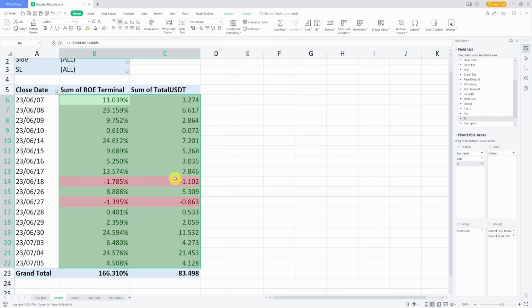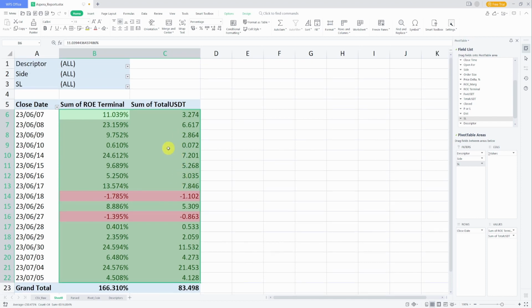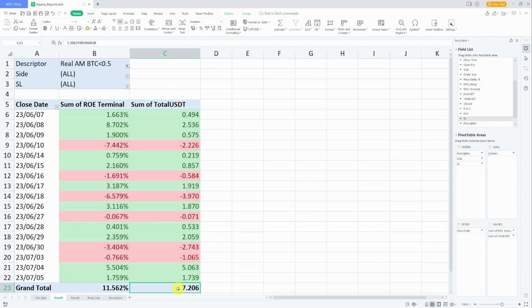It looks so amazing, all profitable, but that's because emulation is included in here as well. If we are to filter only for the real ones, that's a whole different picture. Here you see this familiar number, 7.206, and that's basically the pivot table. Let's now read and understand what this might tell us.